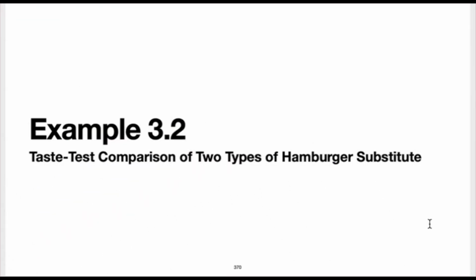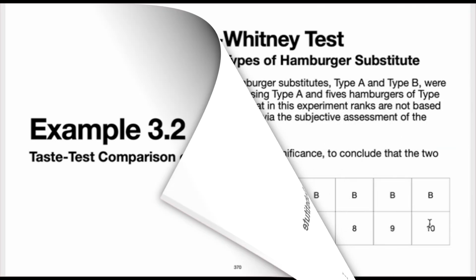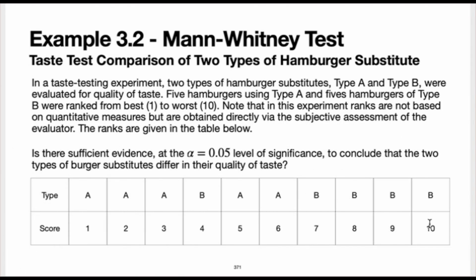The next example is a taste test comparison of 2 types of hamburger substitute. So in a taste testing experiment, 2 types of hamburger substitutes, type A and type B, were evaluated for quality of taste. 5 hamburgers using type A and 5 hamburgers of type B were ranked from best, which is 1, to worst, which is 10. So in this case, the ranking is opposite from the ranking in the previous example in terms of what's best and what's worst, but that's okay.